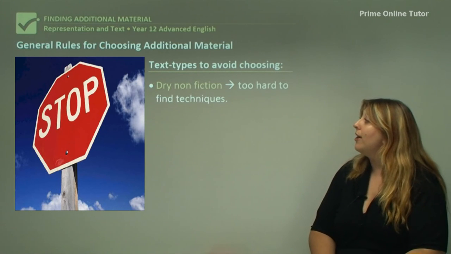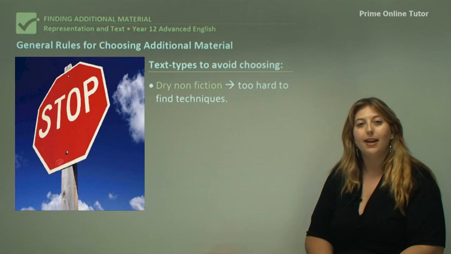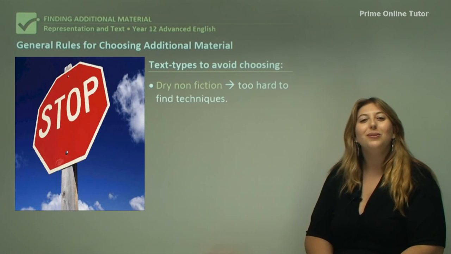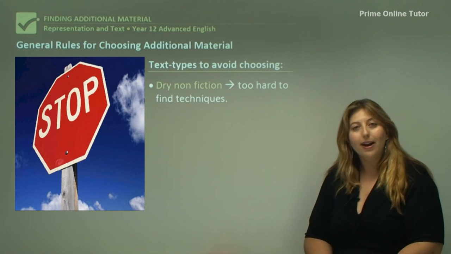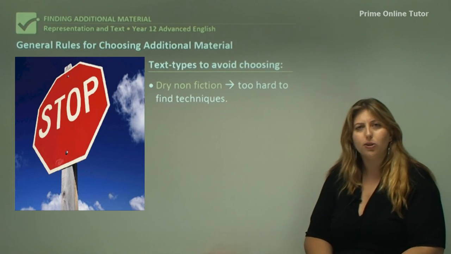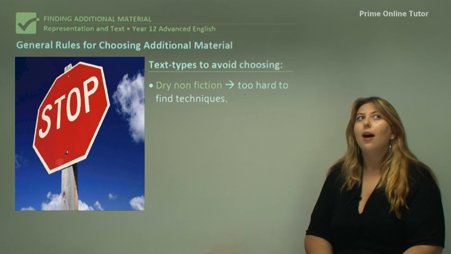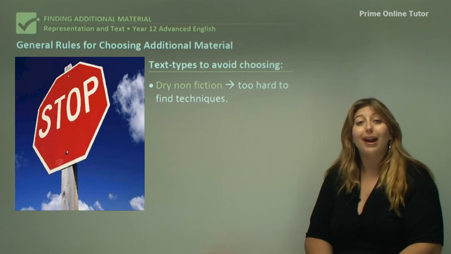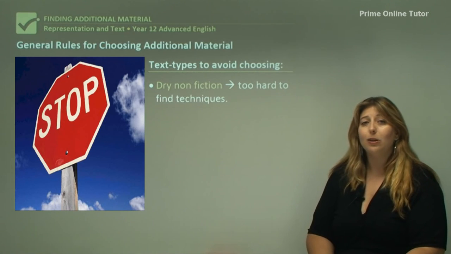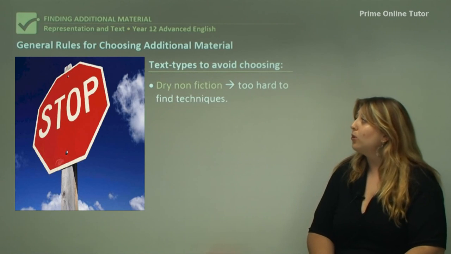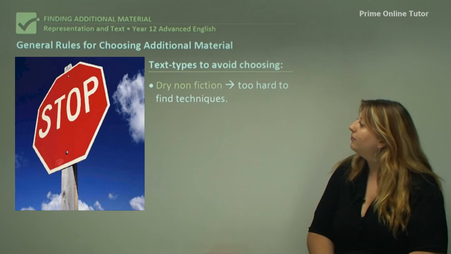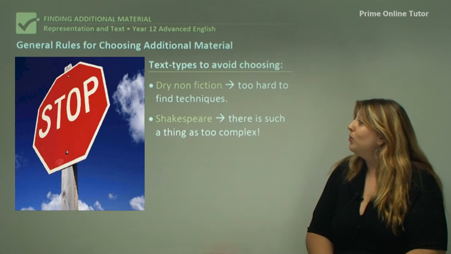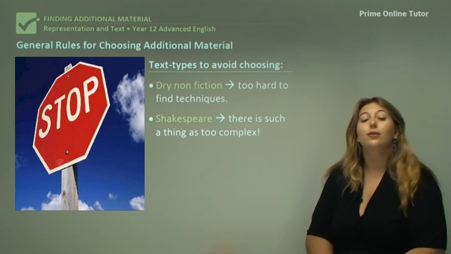You also want to avoid dry non-fiction because it's too hard to find text type techniques. Now, of course, if you're doing something like history and memory, you could argue that it's all non-fiction. But there's a difference between dry non-fiction, which is very serious, very factual, and doesn't elaborate on anything, and what we call creative non-fiction, which has more of a literary style and perhaps even takes a little bit more liberty with the truth sometimes. So really, rather than picking the dry non-fiction, you want to pick the creative non-fiction type. You also want to avoid Shakespeare, because basically there is such a thing as too complicated.